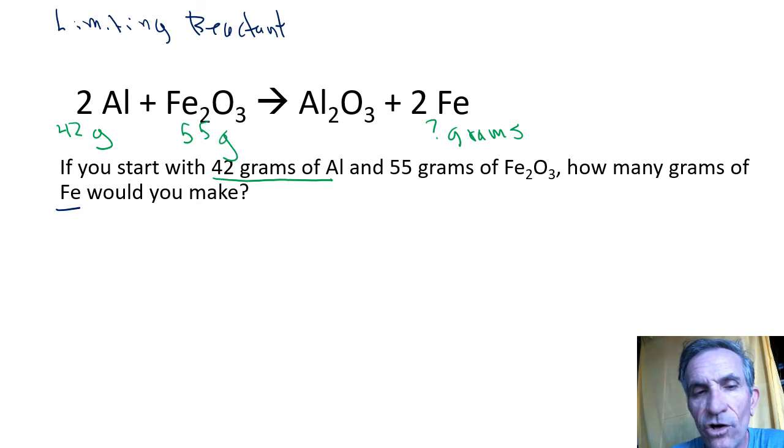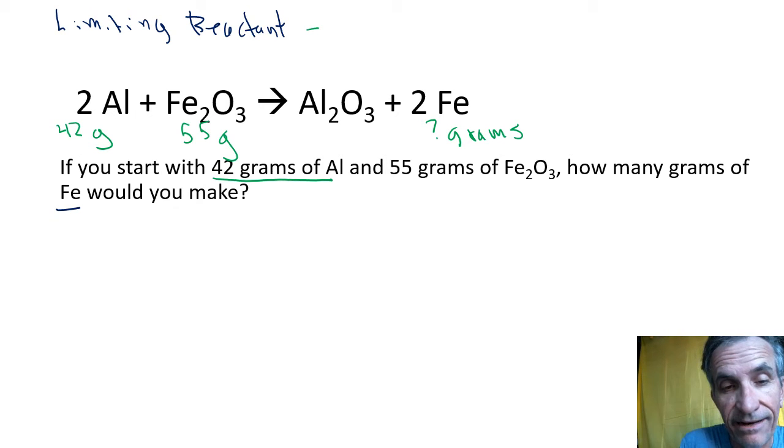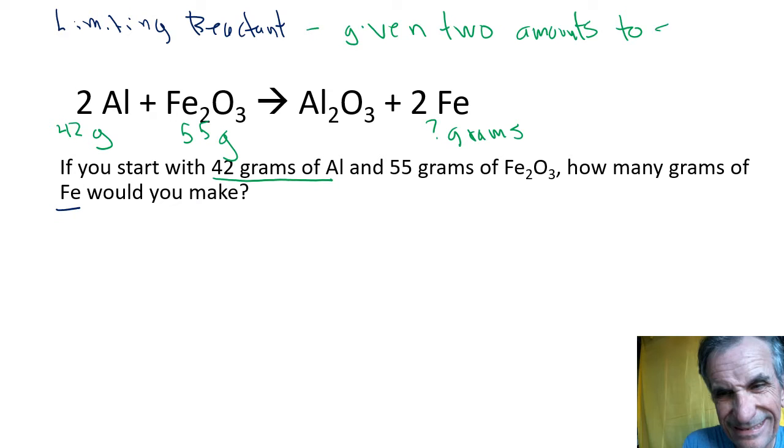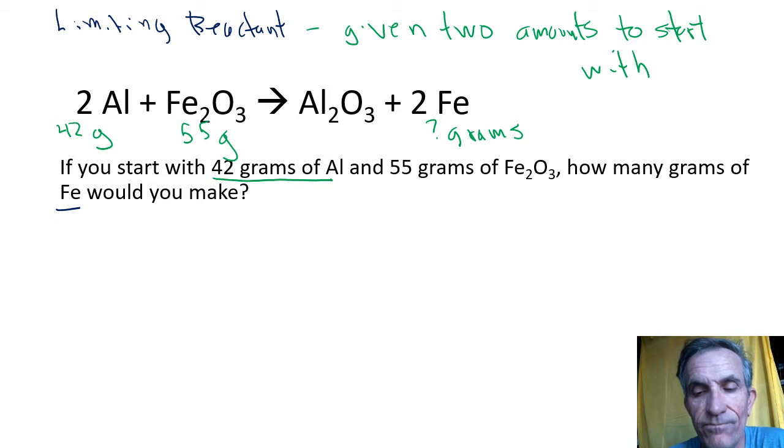Now, how do I know this is a limiting reactant problem? Well, the way I know is because you are given two amounts to start with. So I tell you the amount of each reactant. So what that is trying to tell me is, hey, figure out the amount of iron that you're going to make, but also you're going to have to figure out which chemical you run out of first. And when that chemical is all used up, that means that the reaction will stop, and that's going to determine how much iron we can create.